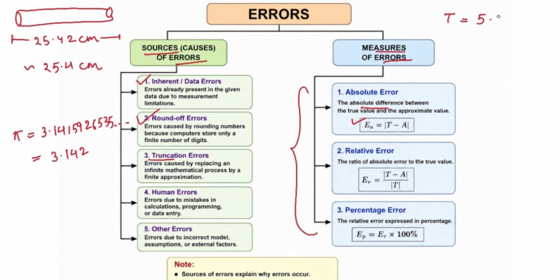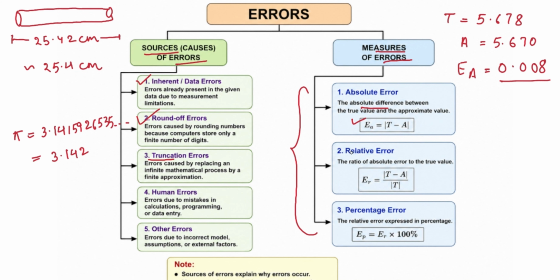For example, if I take the true value as 5.678 and the approximate value as 5.670, the absolute error becomes 0.008. So the absolute error tells us here the magnitude of the error, but it doesn't tell us whether the error is large as compared to the actual value.